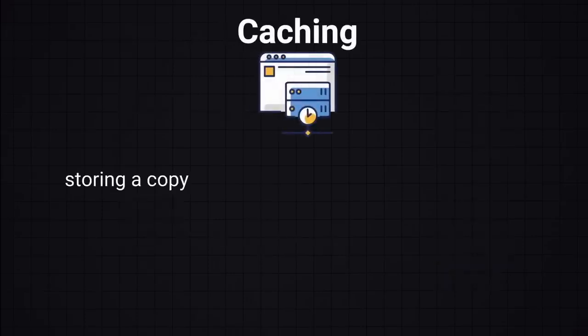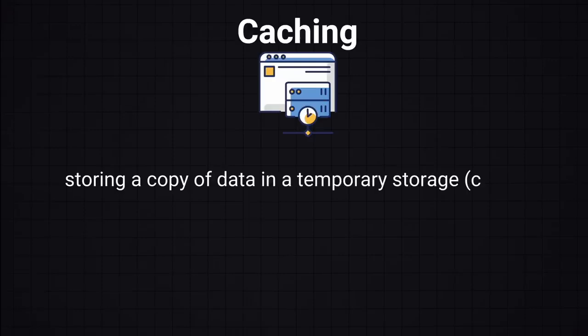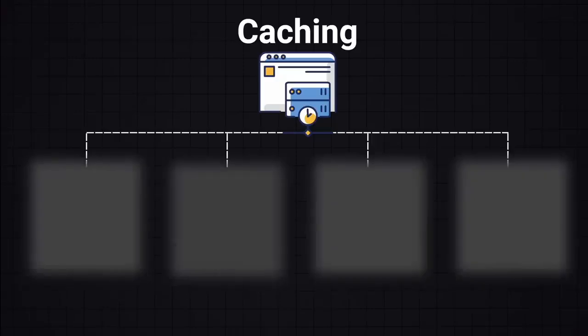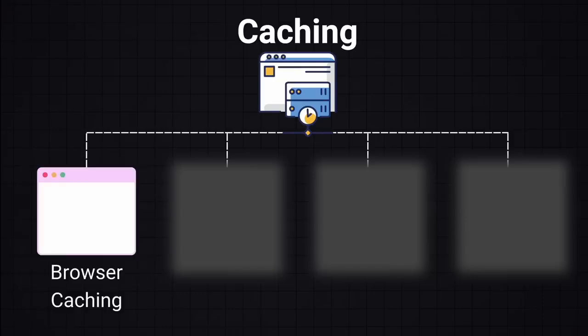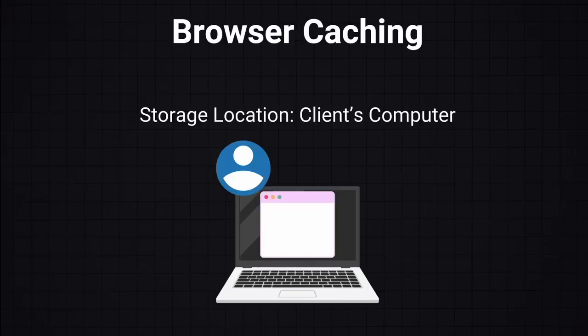It involves storing a copy of certain data in a temporary storage so that future requests for that data can be served faster. There are four common places where cache can be stored. The first one is browser caching, where we store website resources on a user's local computer. So when a user revisits a site, the browser can load the site from the local cache rather than fetching everything from the server again.